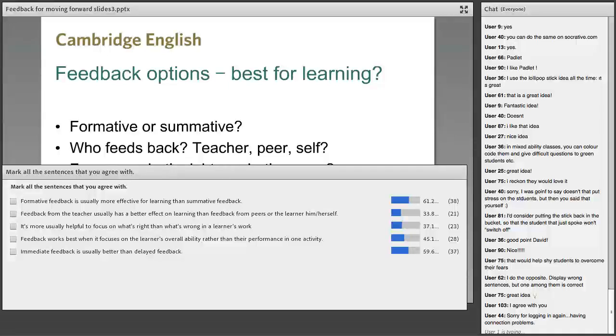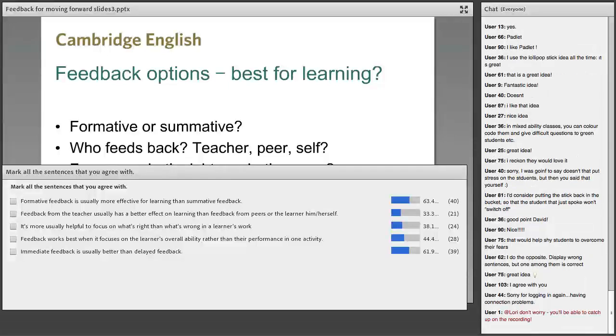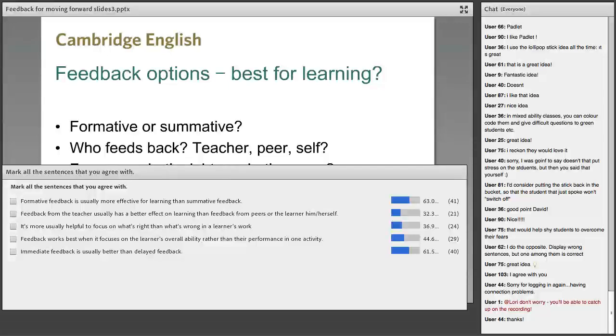Feedback works best when it focuses on the learner's overall ability rather than their performance in one activity. And what have we got here? Oh, it's coming on, it's changing. It's coming on for nearly half and half, okay? But more people seem to think it's more effective to focus on their ability in one activity. And the last one, immediate feedback is usually better than delayed feedback. And well over 50% of people think that's true.